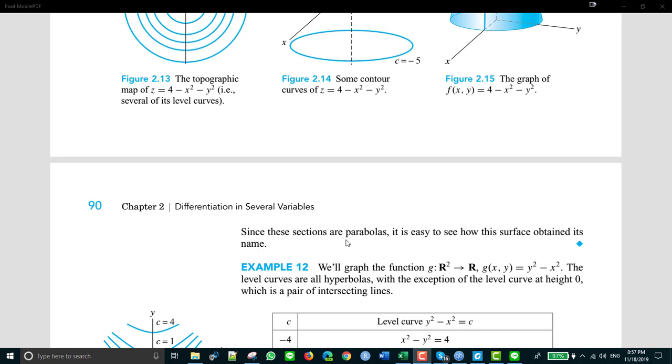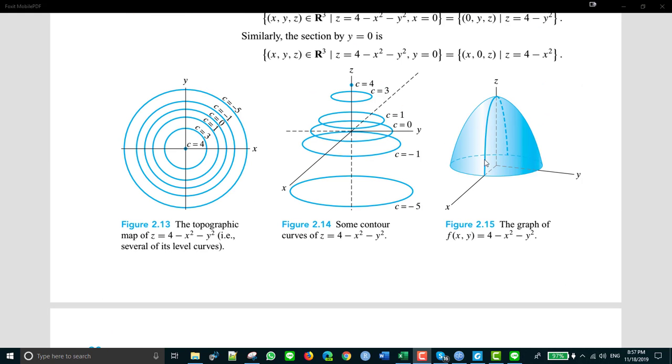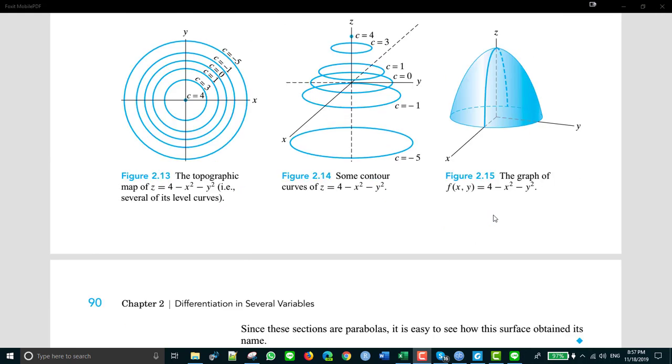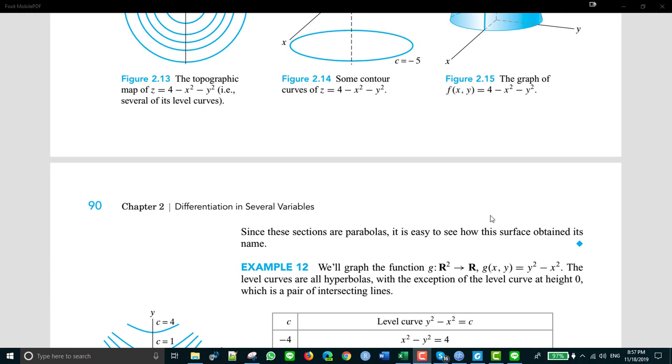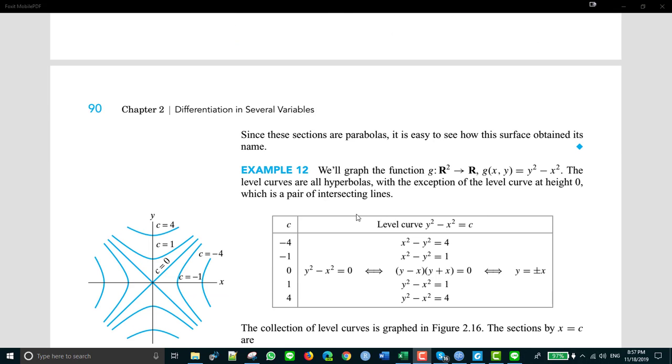And here we see that these sections are parabolas. So this is one of them, I guess. Right, sorry, this is one of them. But maybe this is the other one. No. Okay. It's easy to see how this surface has obtained its name.